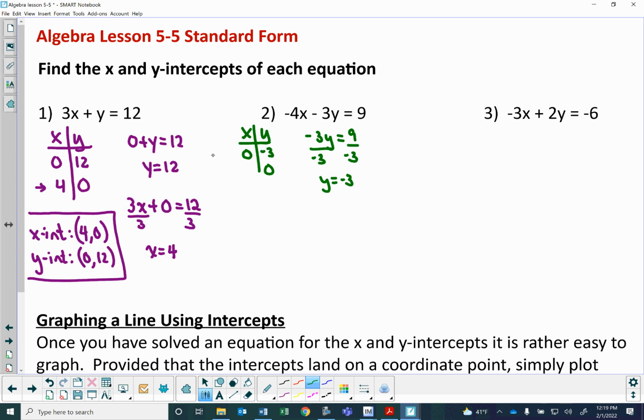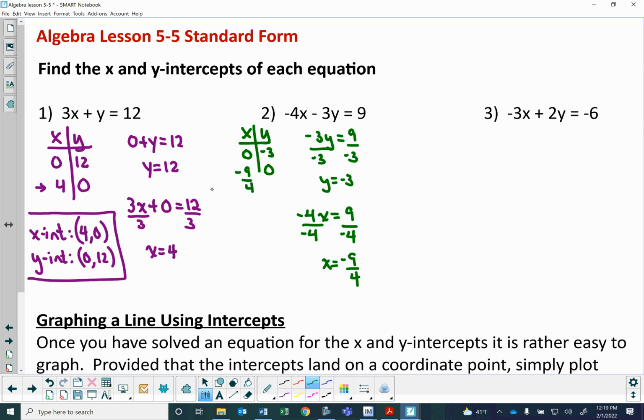When y is 0, that means y goes away completely. So if y goes away completely, I have negative 4x equals 9, because y goes away. Divide by negative 4, divide by negative 4. x is equal to negative 9/4. And it's okay if it's a mixed number. You can leave it as an improper fraction, or you can leave it as a mixed number. It doesn't matter to me.